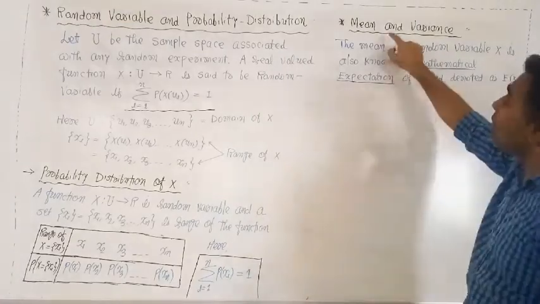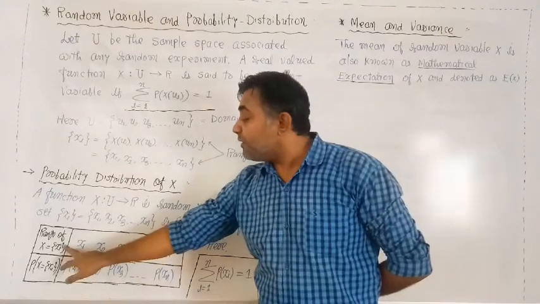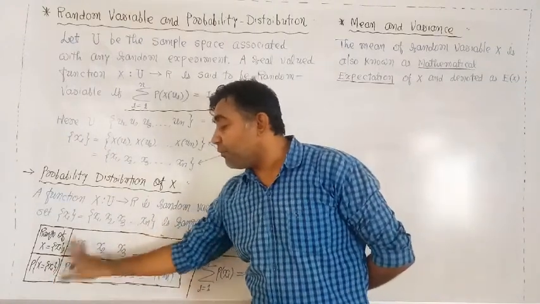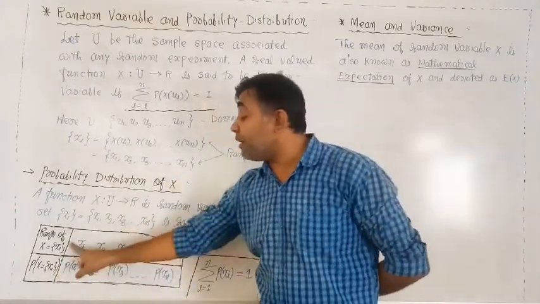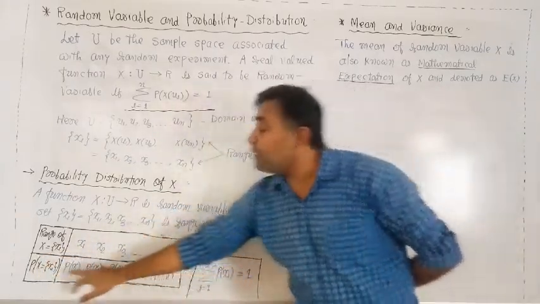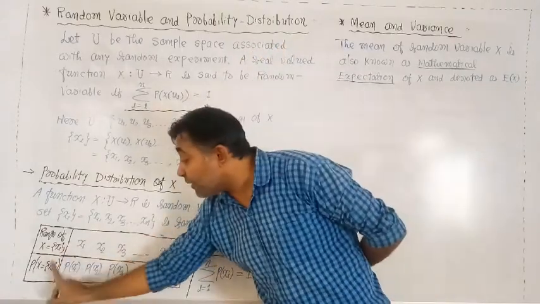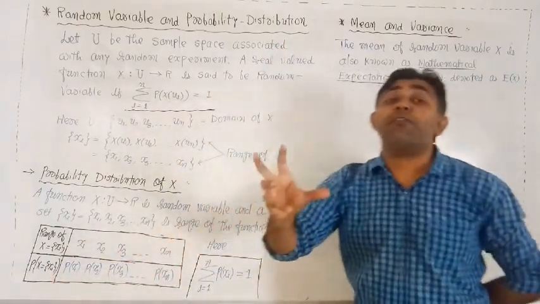So let us see mean. We know how to find the mean. We learned in standard 10 also that it is sigma xi fi. You know that these are observations, and these are the frequencies related to the statistical observations. So xi fi, and sigma fi is n.